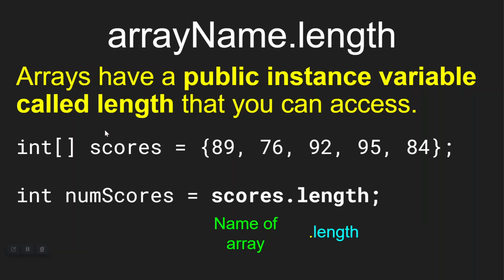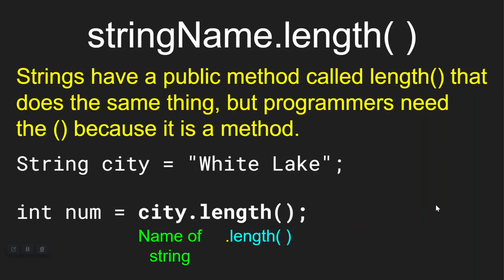And so if I create an array of scores, what I can then do is I can say int numScores, or number of scores, equals, and then I can just do scores.length. So I just need the name of the array, and then the dot operator, and then the word length, and your semicolon. Now this is slightly different from what we've seen in the past.